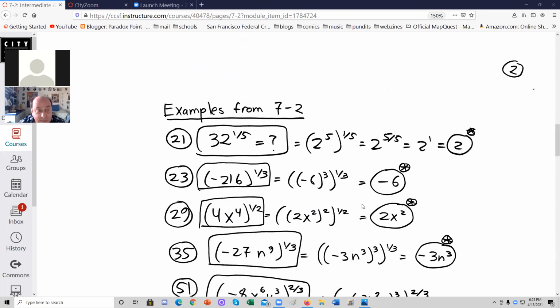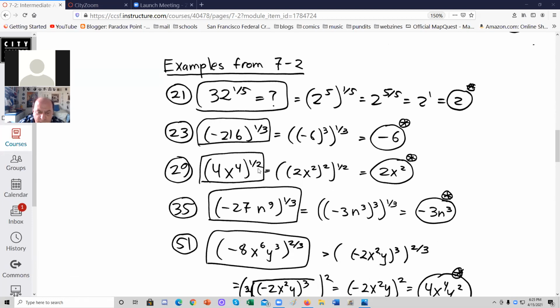So for example, 32 to the 1/5. Well, 32, what is that? 2, 4, 8, 16, 32. It's the fifth power. This is 2 to the 5th, to the 1/5. That's 2 to the 5/5, 2 to the 1, or 2. Negative 216 to the 1/3. Well, turns out negative 216 is the cube of negative 6. And again, a cube and a 1/3 power cancel, so you get negative 6.